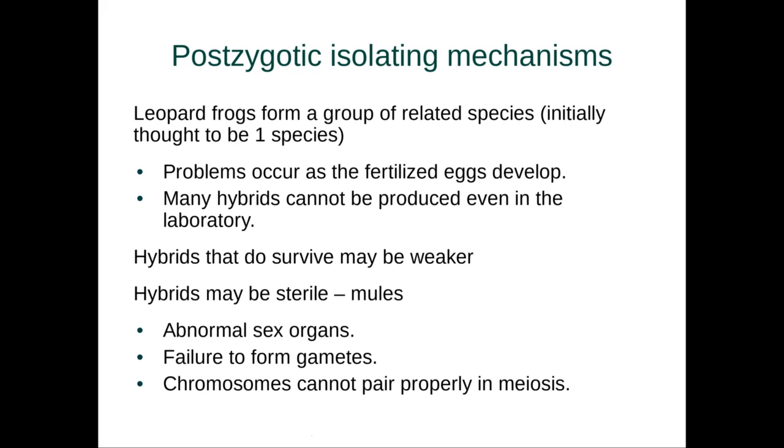And commonly, we also see with hybrids between two species, they're typically sterile. And a great example of this is mules. Now, mules are hybrids between horses and donkeys, and they display a couple interesting things, including abnormal sex organs, failure to form gametes, and they also have issues with chromosomes being unable to properly pair in meiosis.